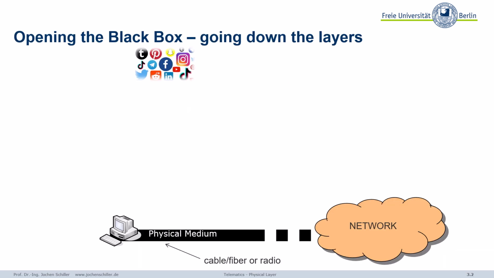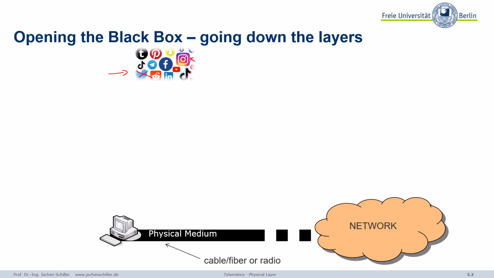Okay, so in the last chapter at the end, I promised we will open the black box. We go down the layers, starting here at the physical layer. We know we have all these fancy applications. Maybe they look a bit different today, but in the end, all those applications rely on the application layer protocols. We saw 4 of them in the last chapter.